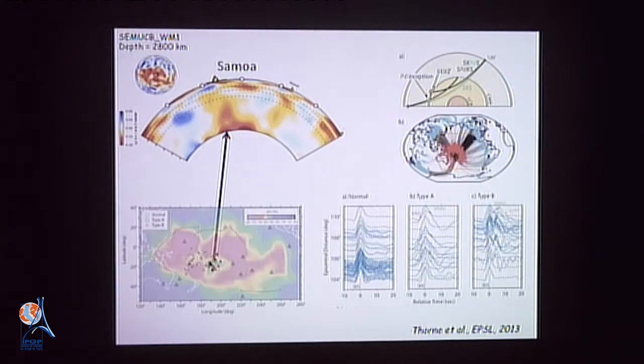Turns out others, this is work by Thorne and others, also found a very large ultra-low velocity zone under Samoa, corresponding to this patch of very low shear velocity, using other techniques that I will not go into, but also forward modeling of waveforms. And finally, I'd like to spend just a little time on a study of Iceland that we completed recently.